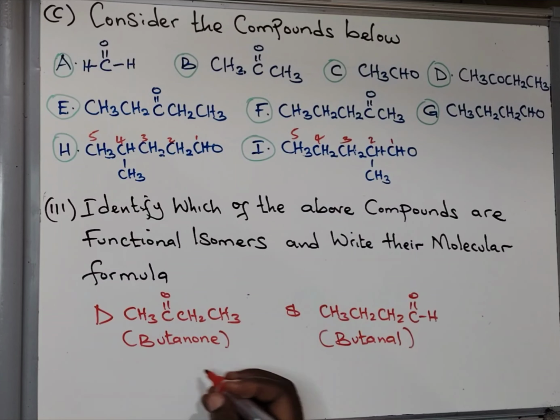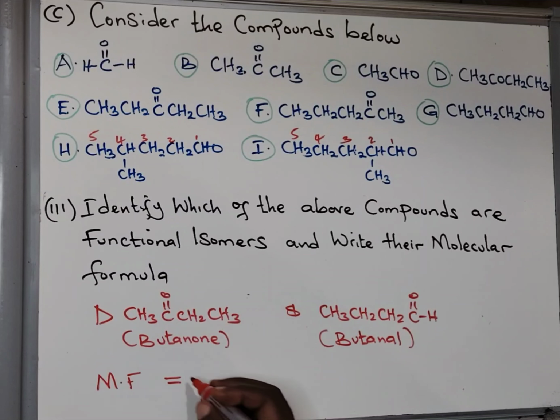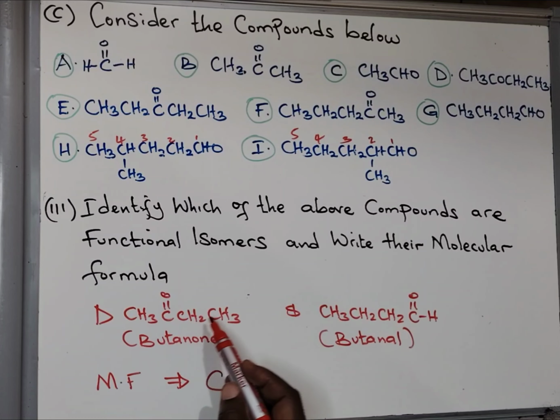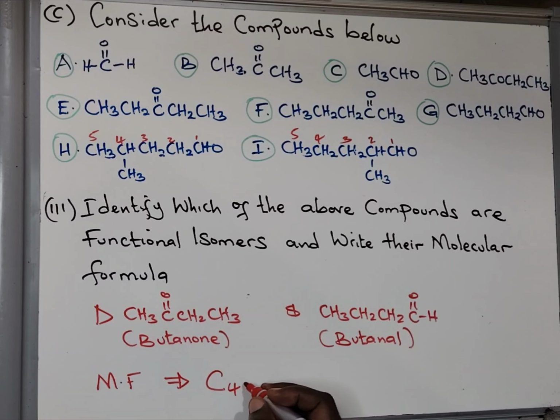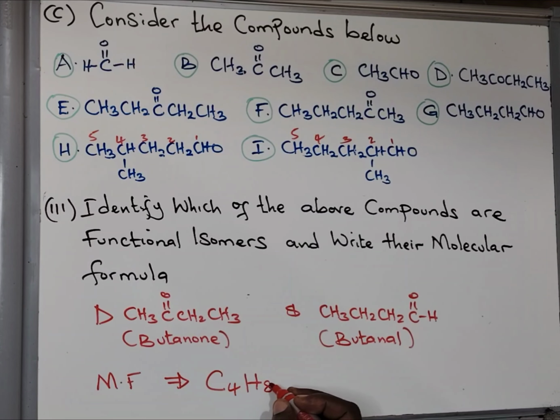What's the molecular formula? Let us have it here. Molecular formula is going to be equal to carbon, how many? 1, 2, 3, 4. So there are 4 carbons. And hydrogen, how many are they? These are 5, 8. So there are 8. And 1 O. They both have this general formula, but they belong to different functional groups.